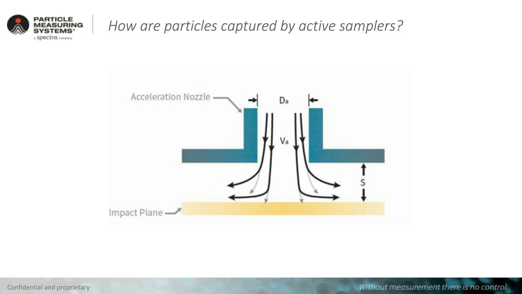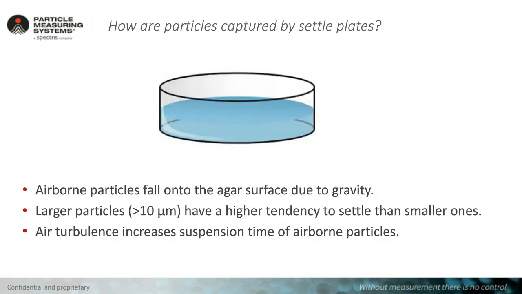How does that work with settle plates? Simply, we believe and we hope that airborne particles fall onto the agar surface just by gravity. Of course, larger particles have a higher tendency to settle than smaller ones, but we must understand that air turbulences and airspeed increase the suspension time of airborne particles. That means under high speed and under high air turbulences, you will have difficulties getting microorganisms or MCPs to settle on surfaces like a settle plate.